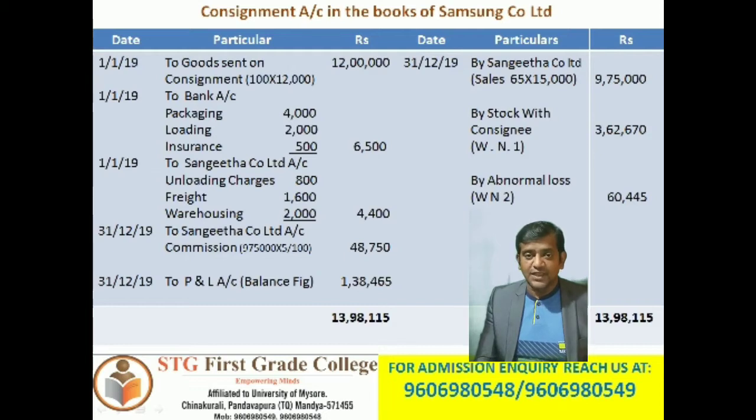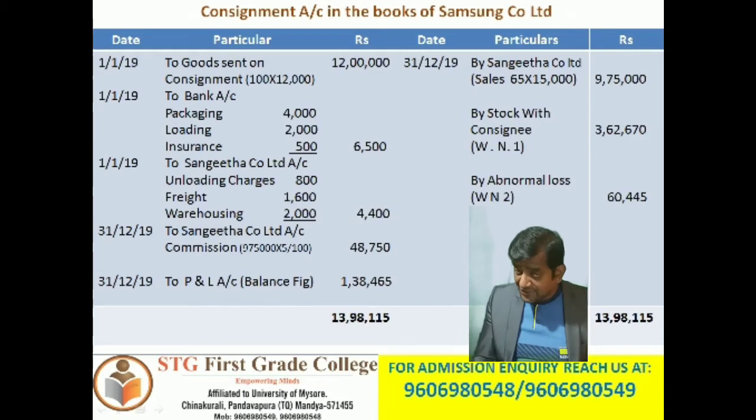Correct. So we know the sales. Now we can calculate the commission. So come back to the debit side now. So in the debit side we have already written to Sangeeta Company Limited account, open the bracket and write commission. So sales is 9,75,000, open the bracket and write 9,75,000 into what is the percentage? 5%. So 5 divided by 100. So you will get a commission of rupees 48,750. Clear? So now we are done with the commission also.